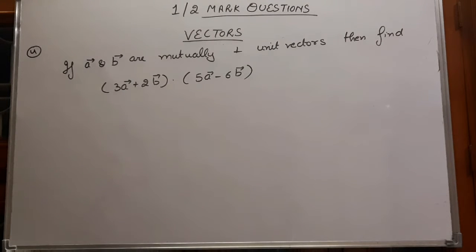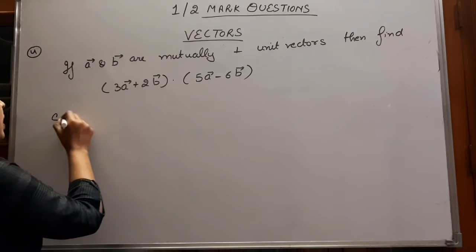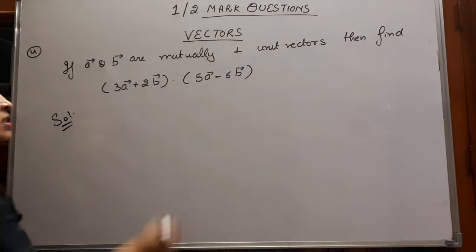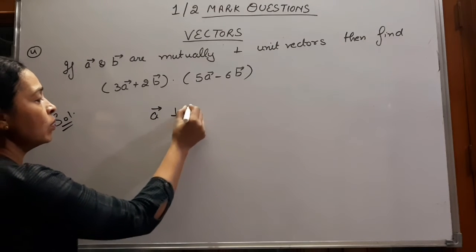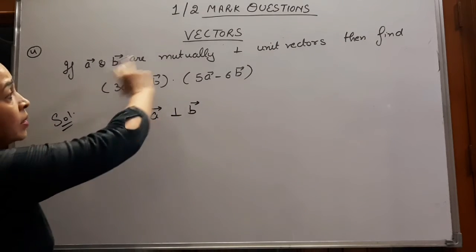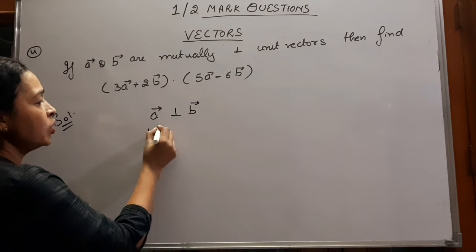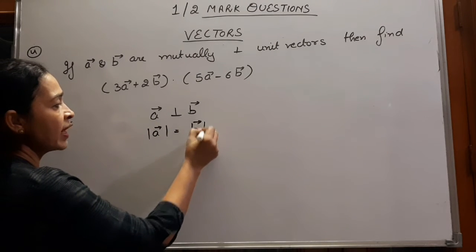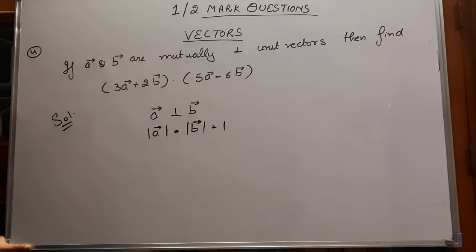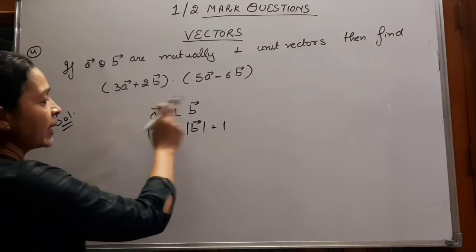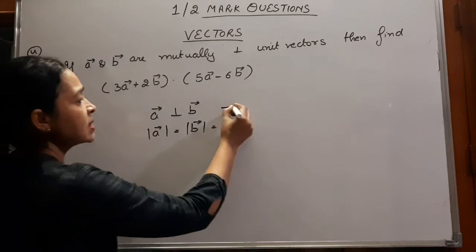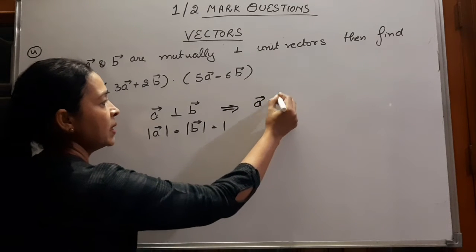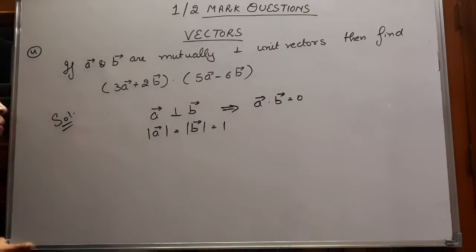If A and B are mutually perpendicular unit vectors, find (3 times vector A plus 2 times vector B) dot (5 times vector A minus 6 times vector B). Now, A and B are mutually perpendicular vectors. It means vector A is perpendicular to vector B and both are unit vectors. It means magnitude of vector A equals magnitude of vector B, which equals 1. The magnitude of both the vectors is 1. And vector A and vector B are perpendicular. What does this mean? Vector A dot vector B is equal to 0. Their dot product is 0.